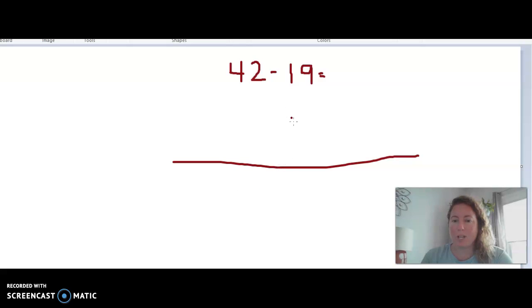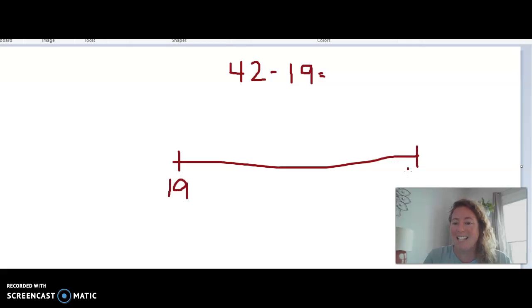Hey everybody, we're going to practice subtracting on a number line by adding up. Whenever you're subtracting, we call the answer the difference. What you're really looking for is what's the difference between the first number and the second number? How many numbers are in between? That's the difference. So a way we can solve this is by starting at 19.